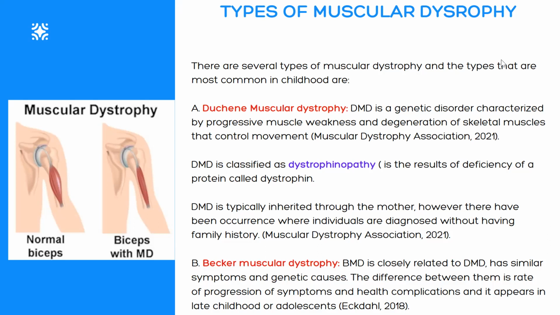As far as Becker muscular dystrophy, BMD is closely related to DMD, has similar symptoms and genetic causes. The difference between them is the rate of progression of symptoms and health complications, and it appears in late childhood or adolescence. Duchenne muscular dystrophy occurs at a younger age, could be diagnosed as early as 2 to 3 years old. And for Becker, it's late childhood or adolescence, so later down the road is when they're diagnosed with this disease.